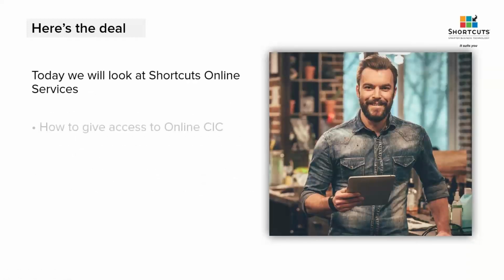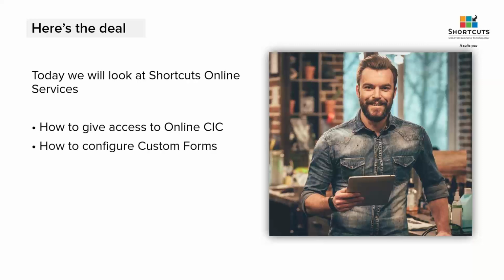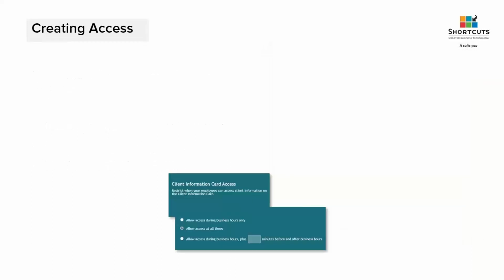So the focus of today. Specifically, this is something with regards to Shortcuts online services. We're going to look at how to give access to online client information cards. You do not have to give everybody on staff permission. For example, if you just have a front desk person who should be the only one bringing up forms and client cards online, you can limit who has access to that. And then, if you decide your salon or your spa, or in some cases, Shortcuts works with several tattoo parlors, and they have to have online forms just to keep records of the customers, how to set that up and how to use them. So let's start with access, creating access.